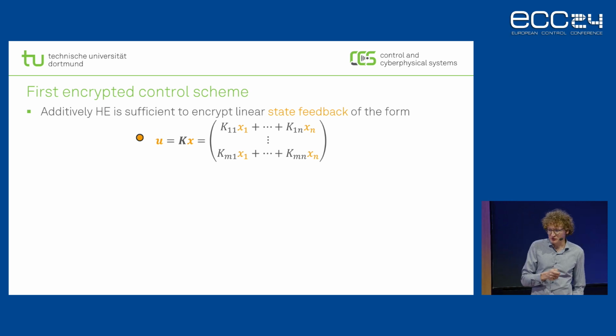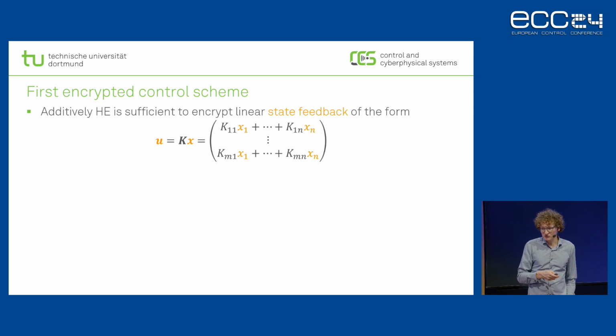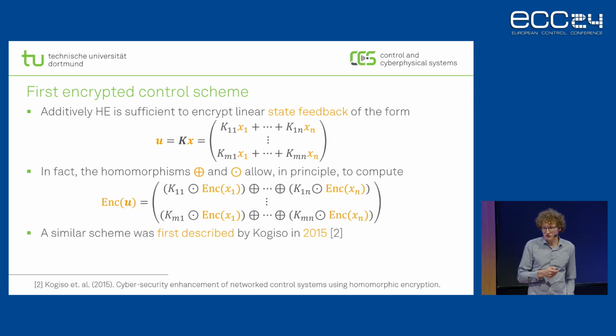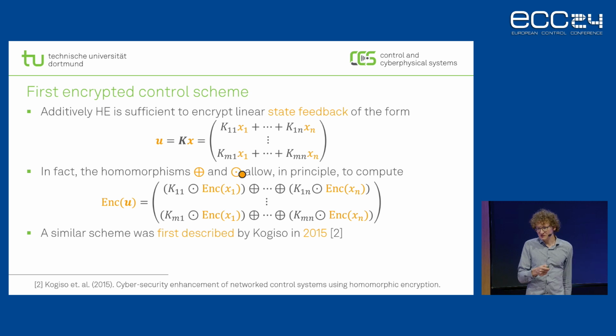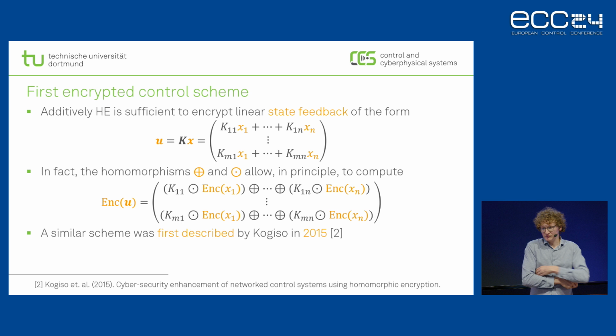And in this setup, if we want to evaluate this thing in encrypted fashion, well, the homomorphisms we just introduced obviously allow us to do so, right? So we have these partially encrypted multiplications here with the plain text controller coefficient and the encrypted states. We get a ciphertext as a result. This ciphertext can be added up using the operation O+, and then we have an encrypted input value. And that's it for the moment. And this scheme, as I said, or a very similar scheme, was introduced at the end of 2015 by Kogiso, and that was kind of the starting point.